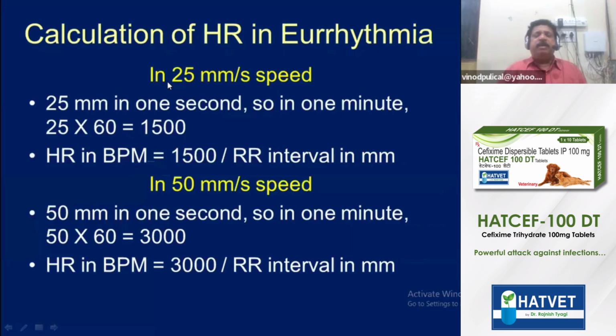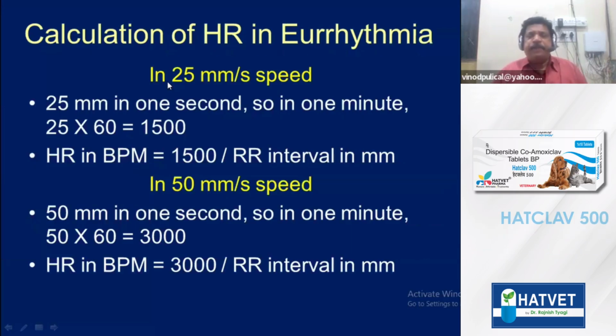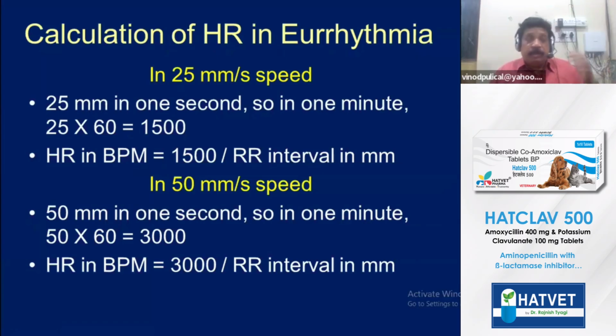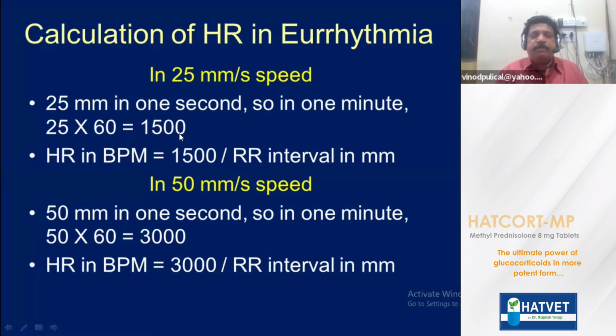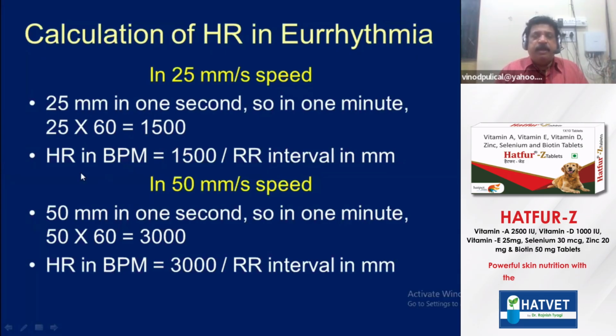And how will you calculate the heart rate in a regular rhythm? If it is having a normal rhythmic heart rate, how can we calculate? If the paper is running at 25 millimeter speed, that is 25 millimeters in 1 second. So in 1 minute, 25 into 60, 1500 small boxes will pass. Heart rate in BPM, beats per minute, is equal to 1500 divided by the RR interval.